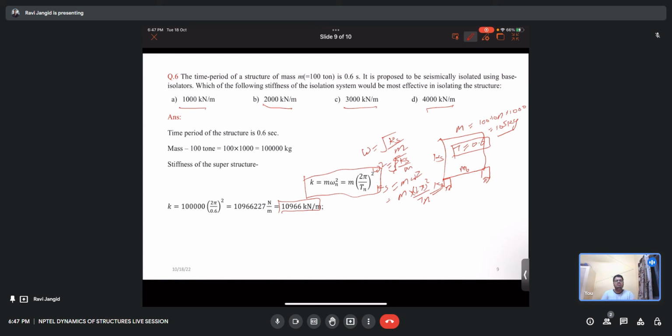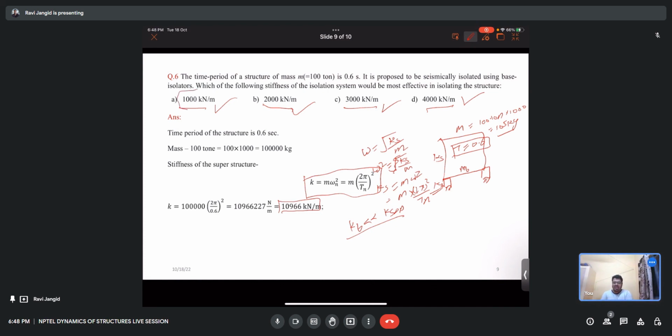Anyway, all these stiffness values are suitable because, as we have discussed in the first question, the stiffness of the isolator KB is much less than the stiffness of the superstructure. So this stiffness is also applicable, this is also applicable. But it is most effective when the stiffness of the isolator is much lesser.